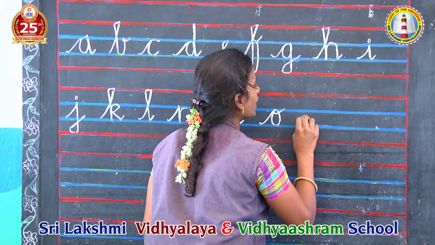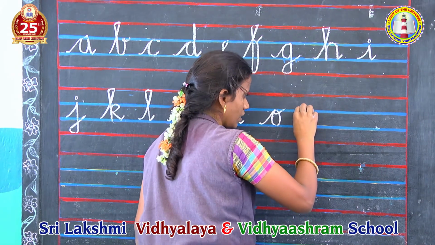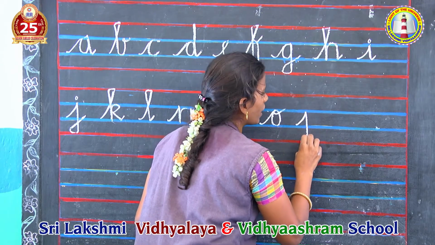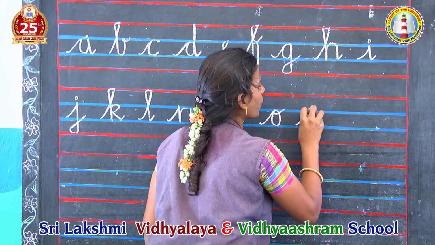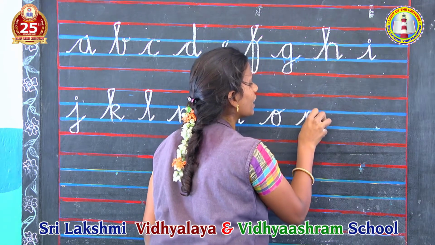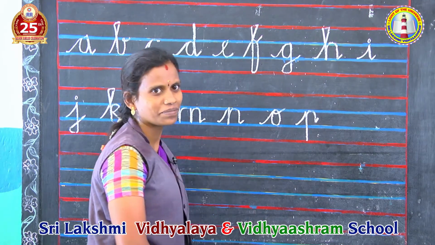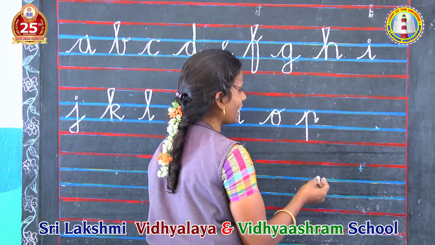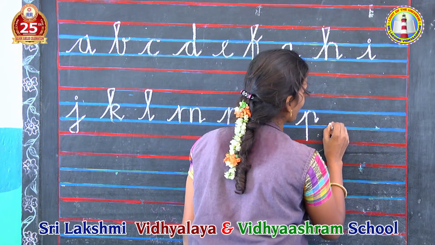Draw a stroke line and then standing line. Again go to the standing line, make a curve and then small slanting line. Next we write the letter Q.